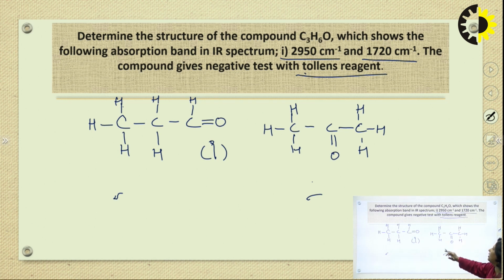One is an aldehyde, another is a ketone. So, either of the two is possible. Which is it? We have a clue that the compound gives a negative test with Tollens' reagent. Tollens' reagent is a specific test for aldehydes. If it is an aldehyde, it will give a positive test with Tollens' reagent. So, surely the compound is a ketone.